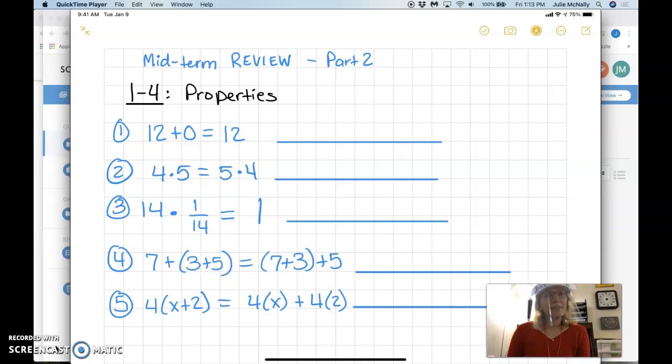Okay, hi. We are reviewing for the exam. We are on review day part 2, and we're on section 1-4, properties. So I pulled these examples from my brain, not necessarily from your book, but in this section of the book is where we are talking about properties, and these are the ones you need to know for your exam. So does anyone remember what the property is when we have some number plus 0 and it ends up equaling the same number that you started with?